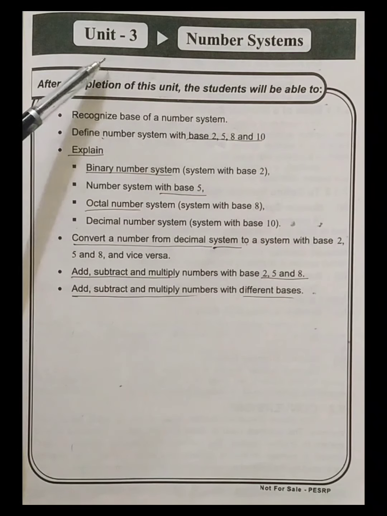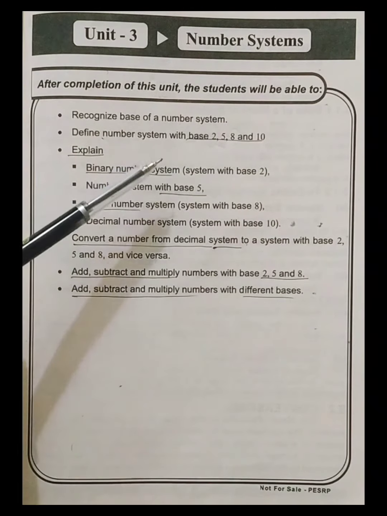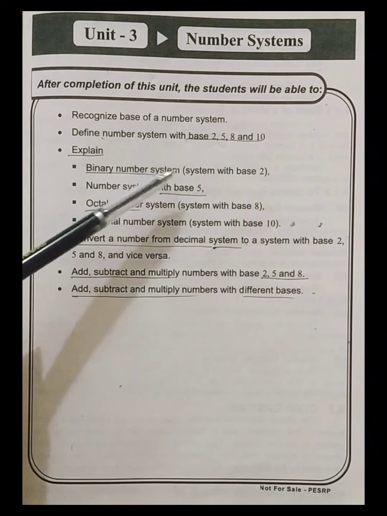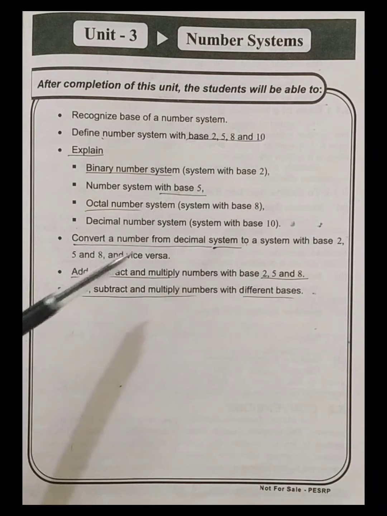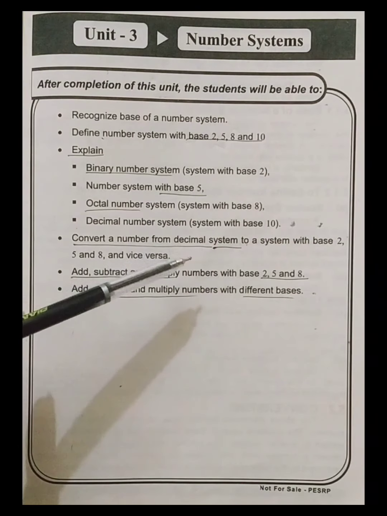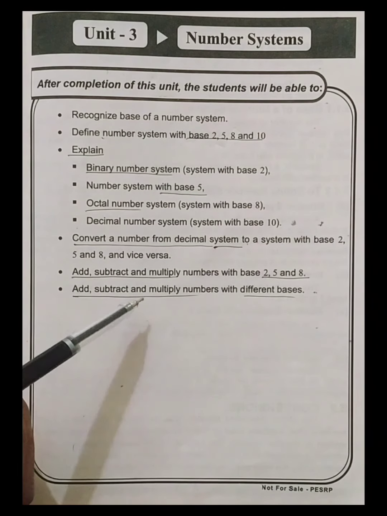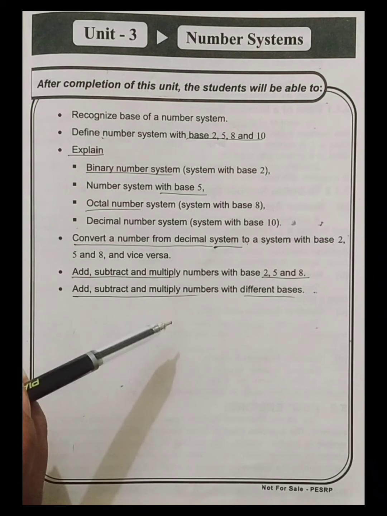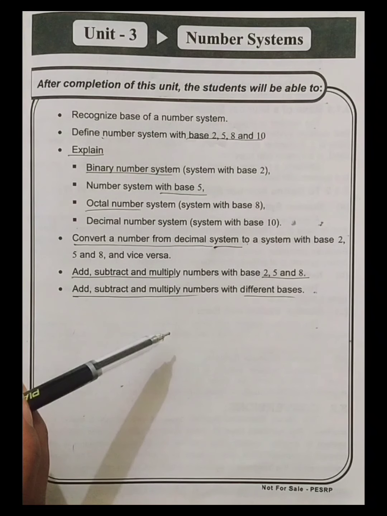Today we start a new unit, number 3, number system. In number system, we learn about the different systems with base 2, 5, 8 and 10, and conversion from one system to another system with base 2, 5 and 8. And then we add, subtract and multiply numbers with different bases.